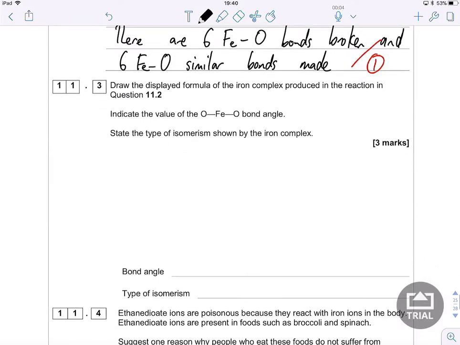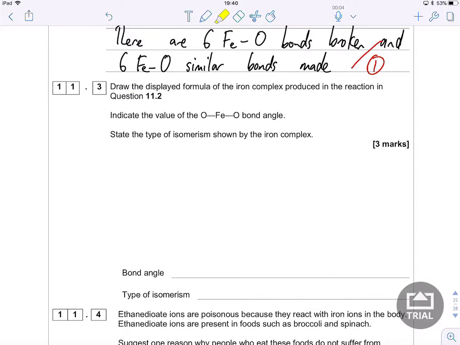Okay. Next question: draw the displayed formula, so all of the atoms and all of the bonds, of the iron complex produced in the reaction in question 11.2. Indicate the value of the oxygen-iron-oxygen bond angle. State the type of isomerism shown by the iron complex, 3 marks. So bond angle, type of isomerism, and a diagram.